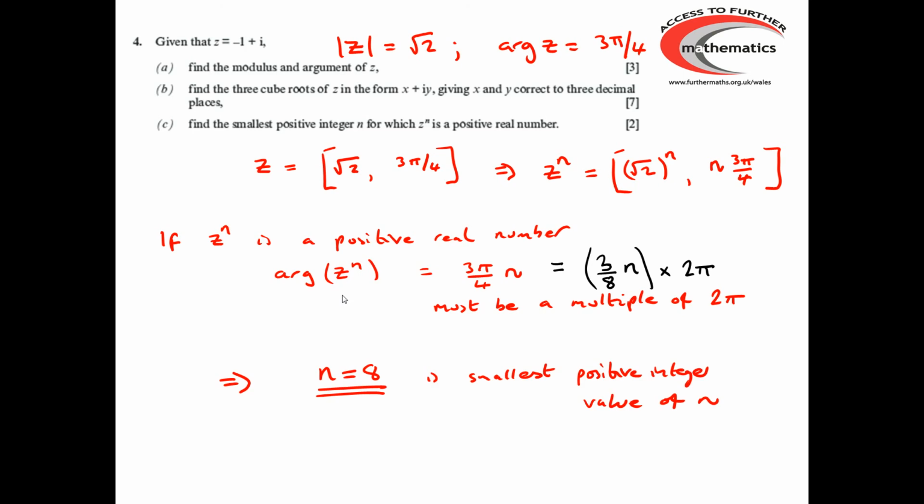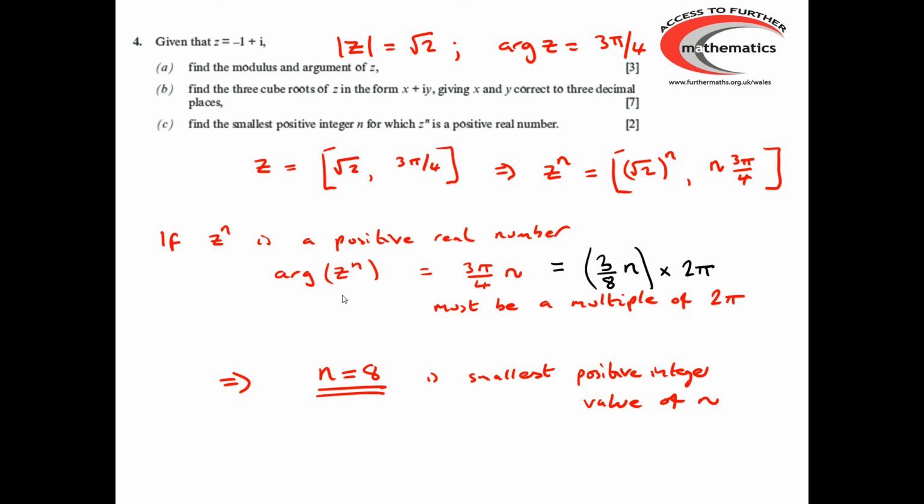The marking for this question, we had 1 mark for finding the modulus of z and then 2 marks for obtaining the argument of z. There are 3 marks for finding the first of the 3 cube roots, 2 marks then for the second cube root, and another 2 marks for successfully obtaining the third cube root. And then for part C, we needed to realise that 3/4 pi times n needed to be a multiple of 2 pi, and then to spot that n equals 8 to obtain the 2 marks.